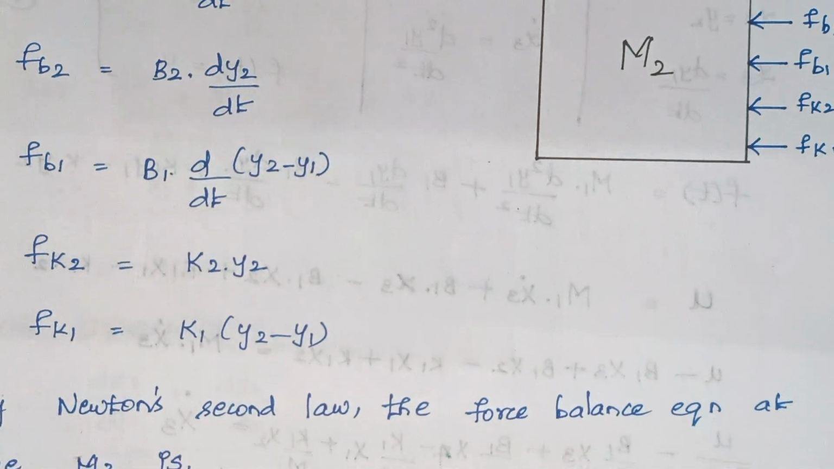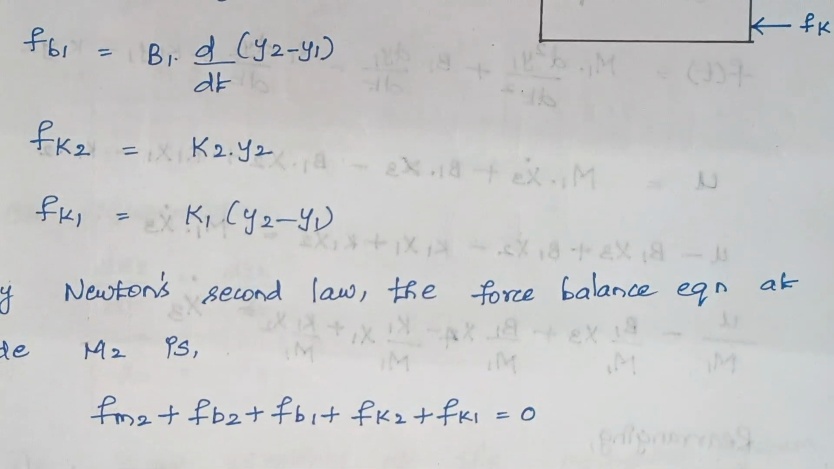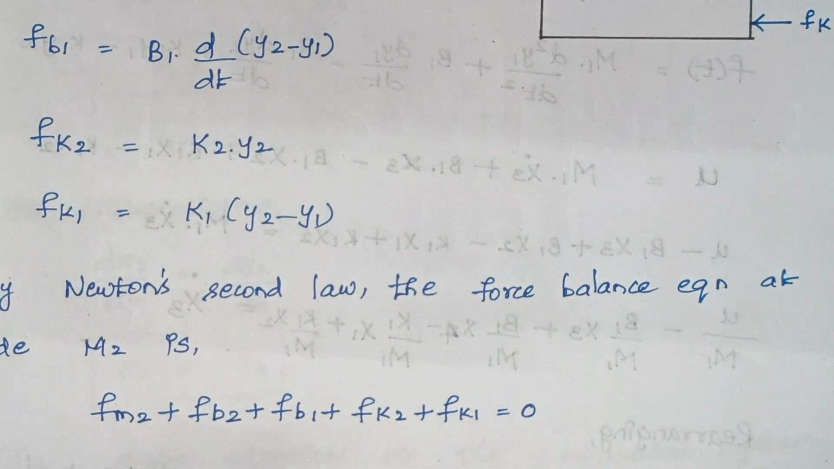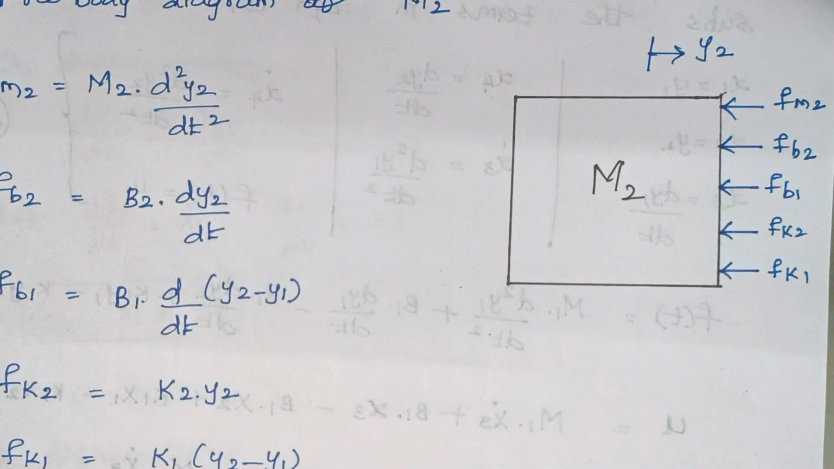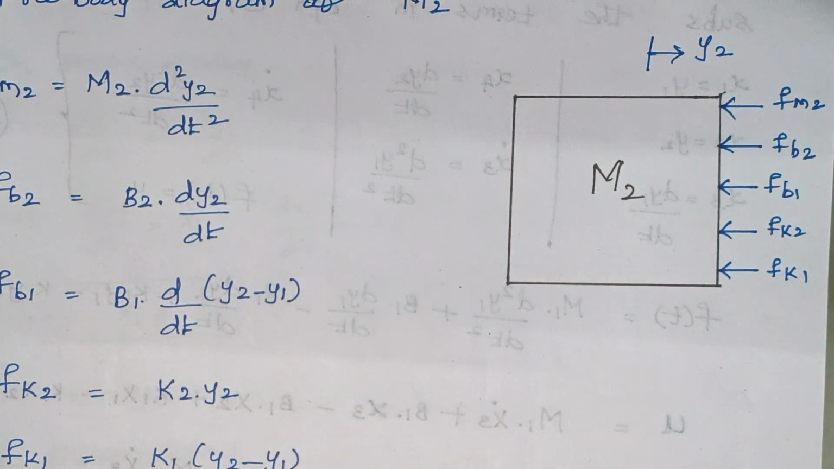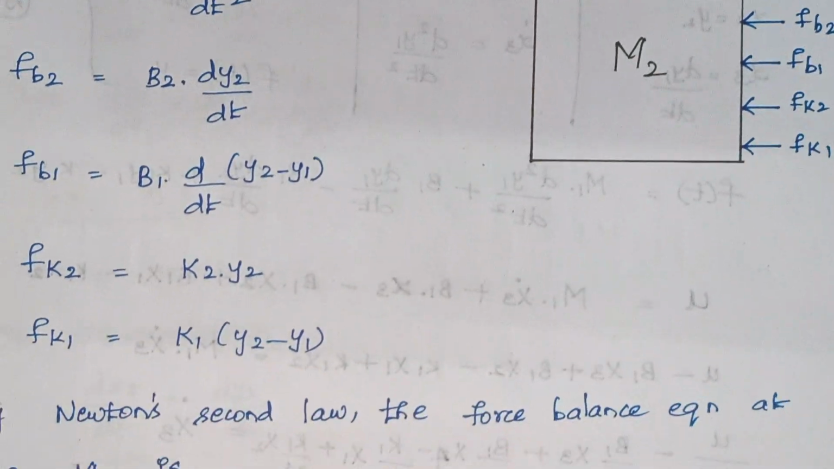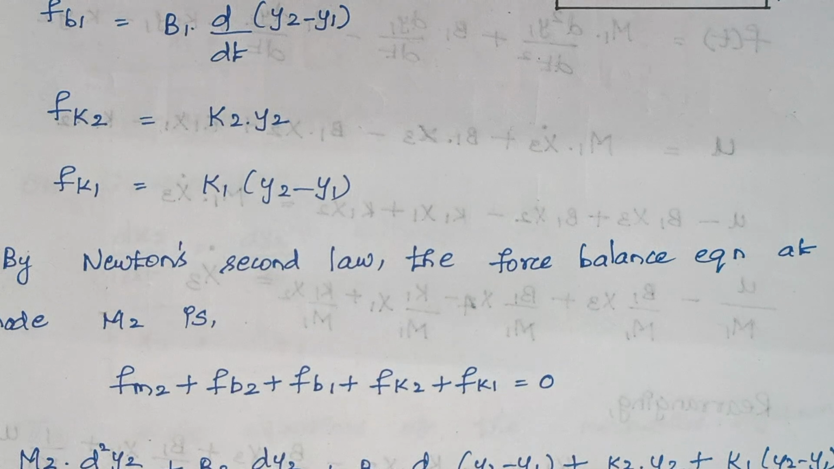Now we are going to apply Newton's second law. By Newton's second law, applied force is equal to opposing force here. But when you look at this diagram, we don't have any applied force, right? We have only opposing forces. So just write down the expression: the opposing forces equal 0.